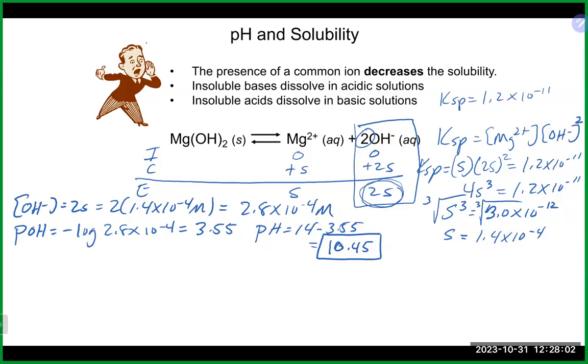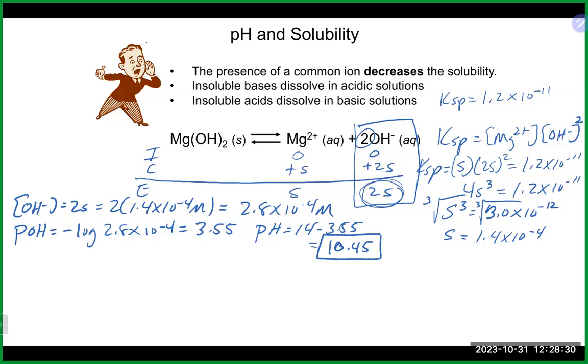What I just did is find out the theoretical pH of this solution. If you had this solution sitting there, it should have a pH of 10.45, which is basic, which is what we expect since it's hydroxide. So that's good. So what does that mean? That 10.45 is basically our baseline pH for the solution.